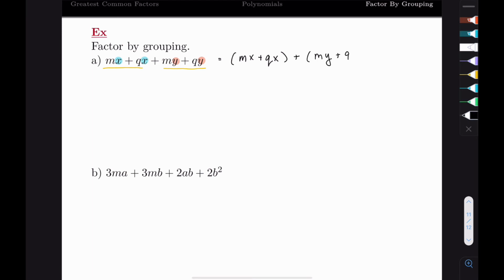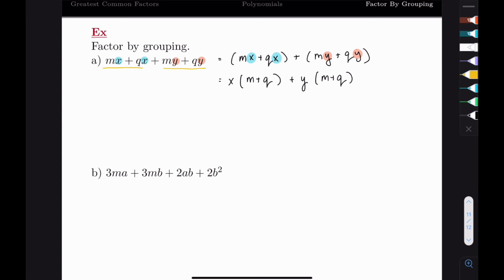So I like to put parentheses around these, because when we have a minus sign in a few examples, we're going to see these parentheses do make a difference. So from our first grouping, they both have an x in common. So we're going to go ahead and take the x out. And what we're left with then is m plus q. In the second grouping, there is a y in common, so we take that out. And again, we're left with m plus q.